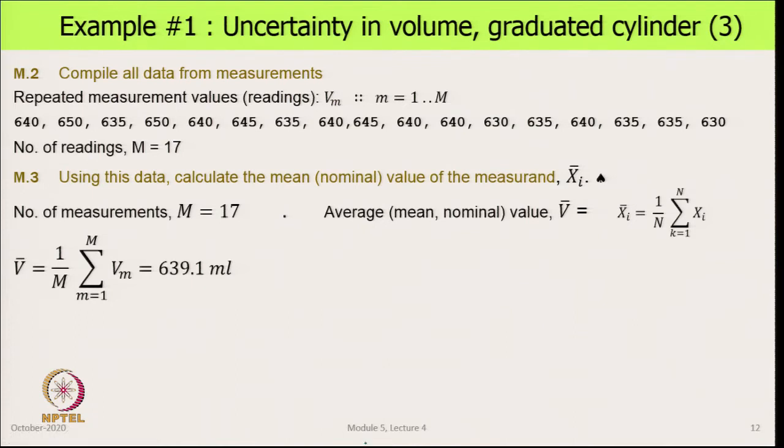So, that was the first step, M1. Now, the M2 step was to compile all data from measurements. What we did, we kept the cylinder, some of us read it many times, we got different people to read it, and their values are listed over here. We got 17 readings, and one can see that there are some readings which we think are in between the divisions. The division was 10 milliliters.